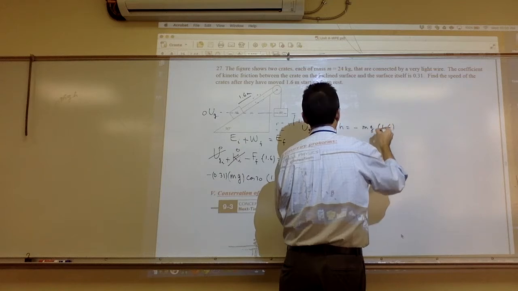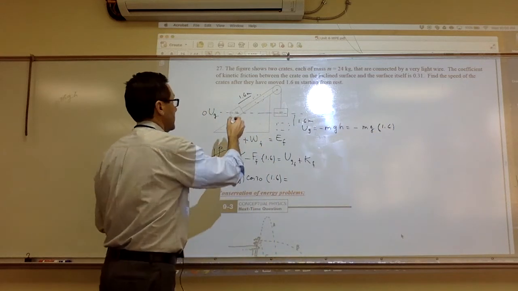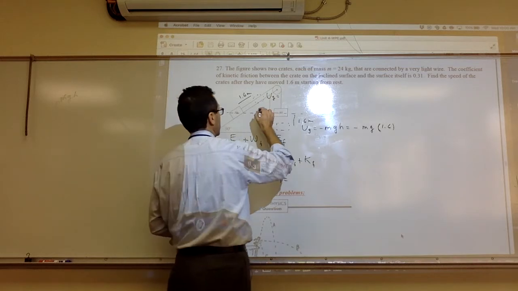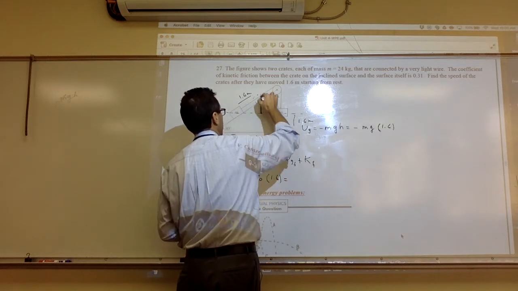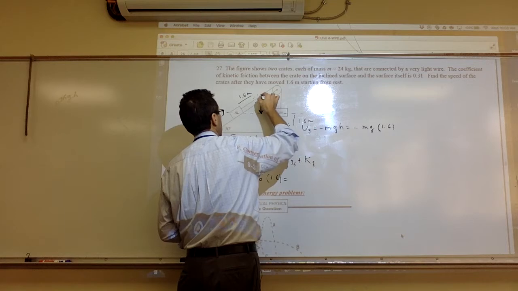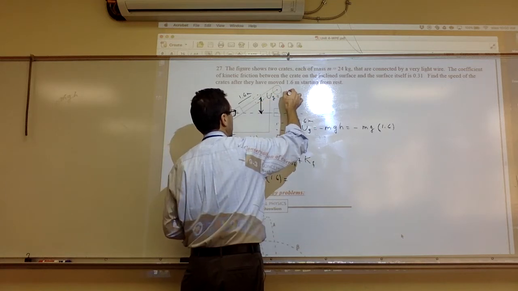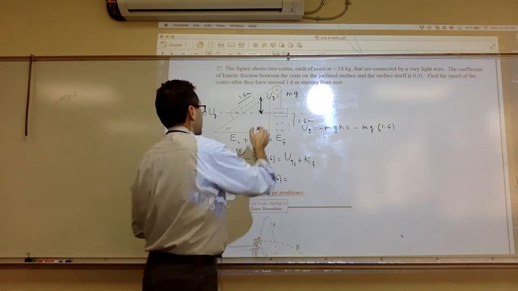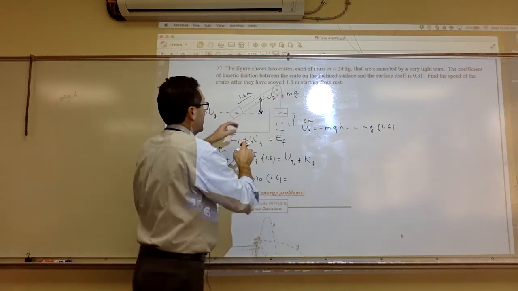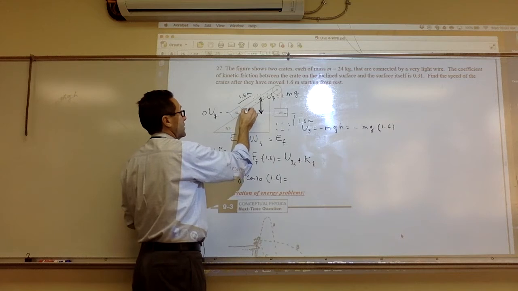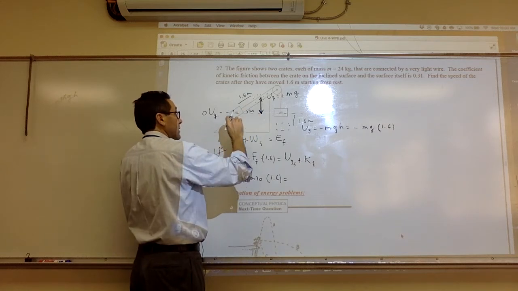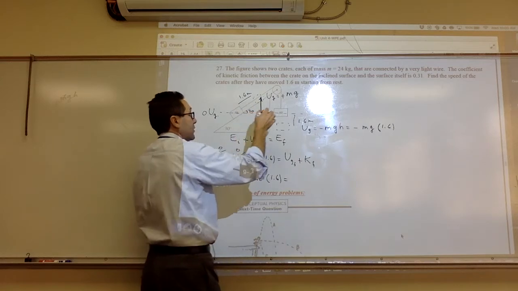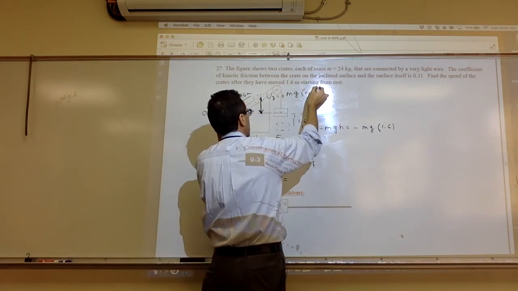Now let's do the gravitational potential energy when you are up here. It's going to be a positive, but you have to look at this height, which is your new height. So it's going to be mg, same mass, and it's a positive. The angle here is 30 degrees, right? The height of this is 1.6 sine of 30, which is basically 0.8.